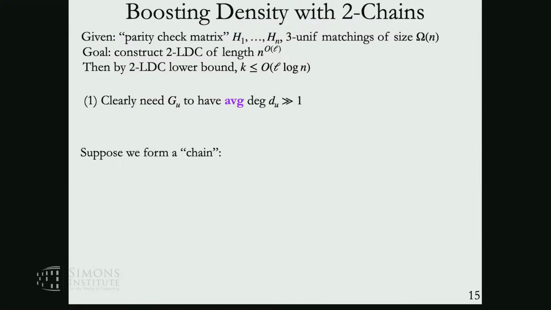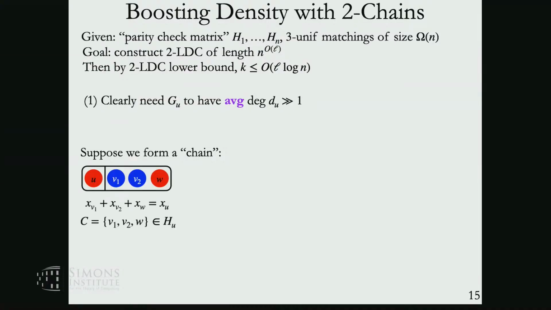So the idea is to chain the constraints together as follows. I start with some equation that I like to write like this. I have some u that I start with, and then I pick a hyperedge v1, v2, w in HU. And then I just get this equation here. So I'm going to think of w as being somehow a vertex that we assign to be special.